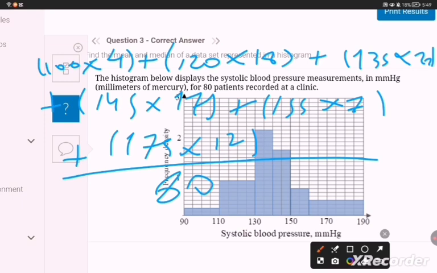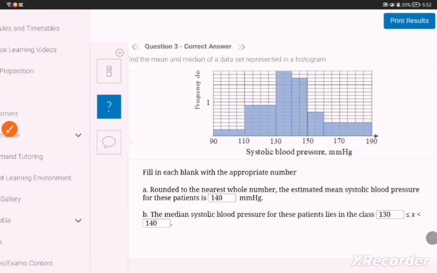Okay, so just put that on your calculator. I'm gonna do it right now with you guys. So 100 times 4 plus 120. Once you continue putting your values, you should get an answer of 139.75. To the nearest whole number, it's 140.